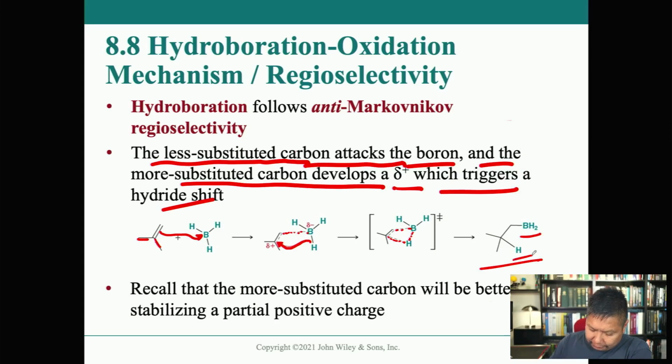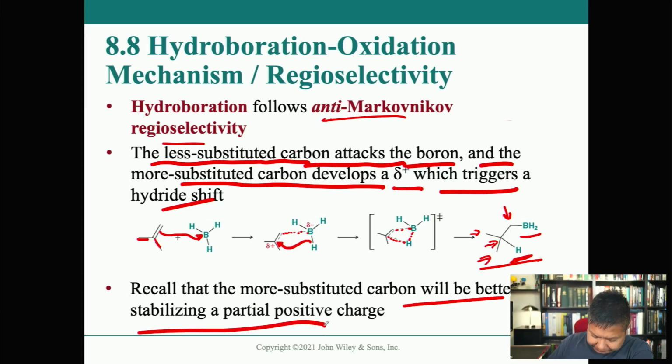The alkane with the hydrogen there. And of course, this is the anti-Markovnikov, right, because the boron is attached to the carbon that had the least amount of substitution, those are two hydrogens at that carbon, whereas the hydrogen added itself to the carbon that had the most substitution, that had the two methyl groups. Okay, so recall that the more substituted carbon is better at stabilizing a partial positive charge, right? Which is the basis of the stability of a tertiary carbocation.